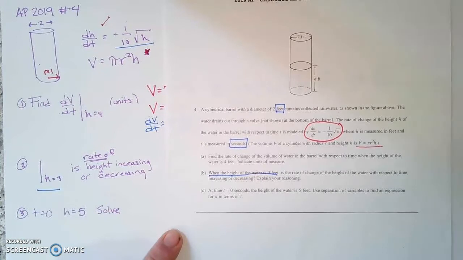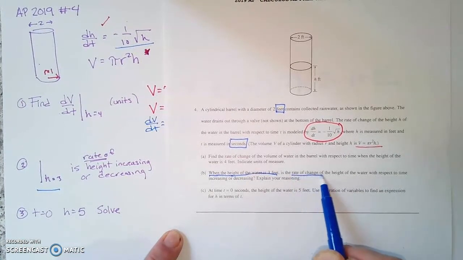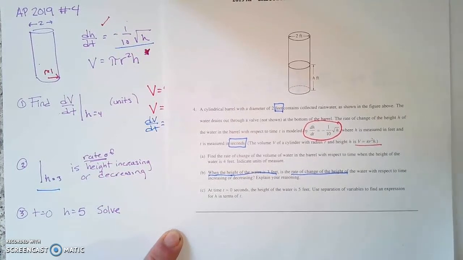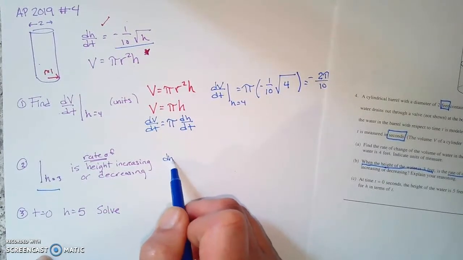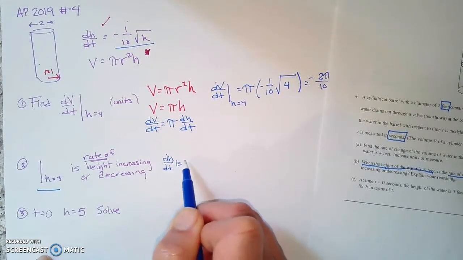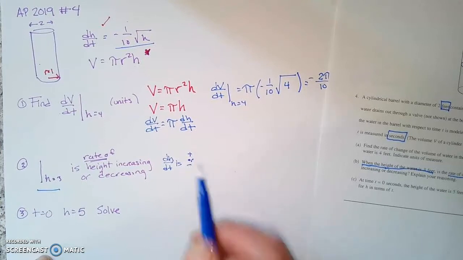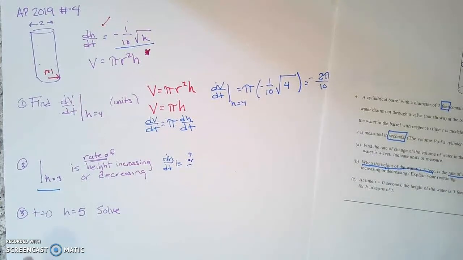And I have to be really careful what they're asking me for. It says, is the rate of change of the height of the water increasing or decreasing? So they want to know which thing is increasing or decreasing. They want to know if dh/dt is increasing or decreasing. When I want to check to see if something's increasing or decreasing, I'm always going to check its derivative.